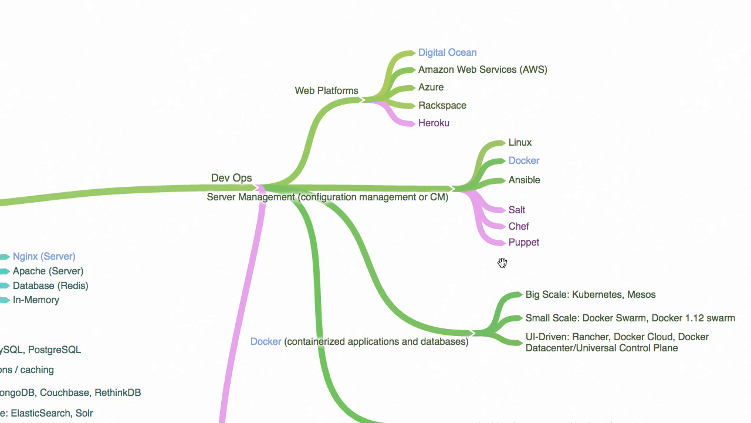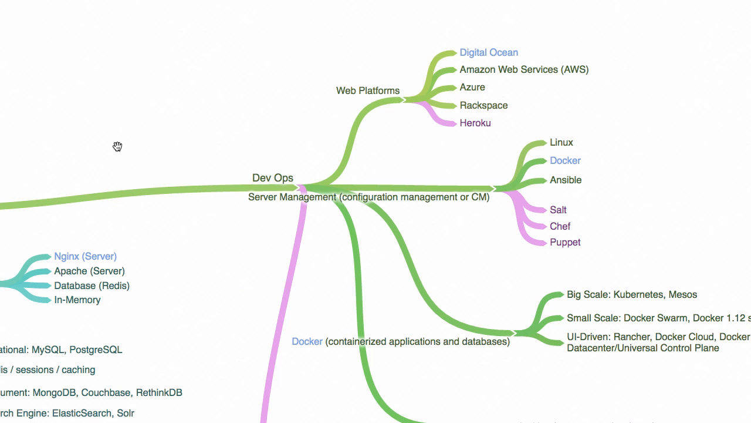Salt, Chef, Puppet, I've made those the odd color because that type of thing is not as much where things are going. Everything's going to containerization. And Docker is your provisioning, server management, and configuration management for most situations. So that's kind of the 2016-2017 web world in a nutshell. That's what you want to learn.